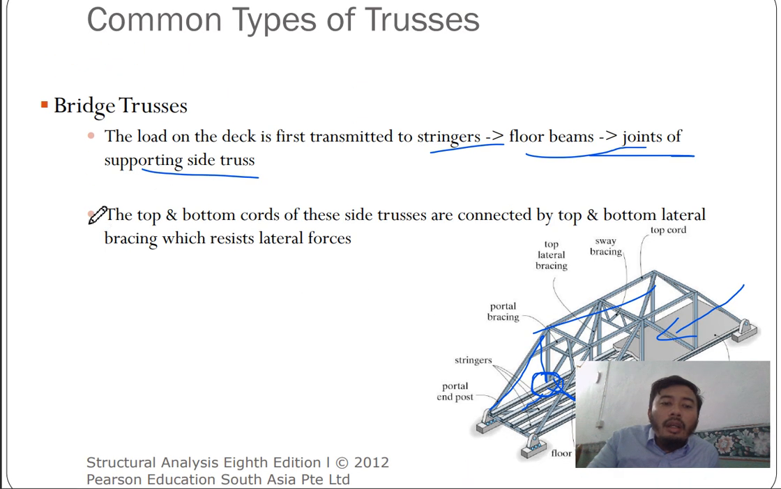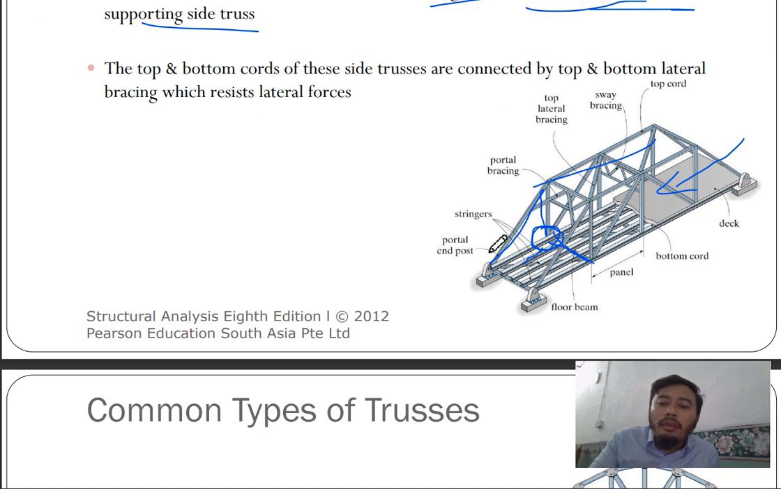The top and bottom chords of these side trusses are connected by top and bottom lateral bracing, which resist the lateral force. This is your lateral bracing. This is your top chord. So the top and bottom chords are connected by the lateral bracing. This is your lateral bracing.